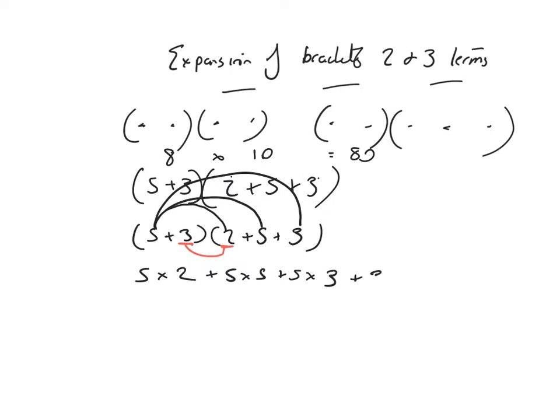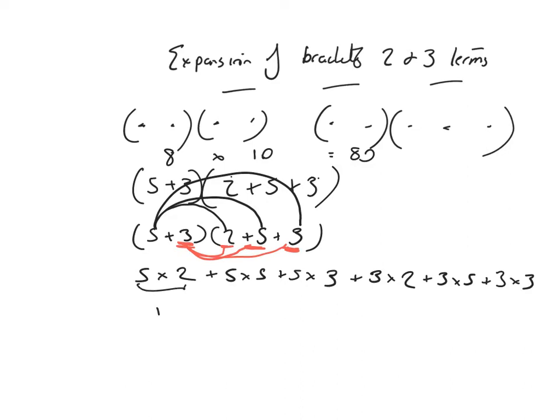And you can see that we're also adding as we go here. Now we're going to take the second term in the first bracket and multiply it with the second term in the second bracket. So that will be 3 times 5. And then finally we're going to take the second term in the first bracket and multiply it by the third term in the second bracket, and that will be 3 times 3.